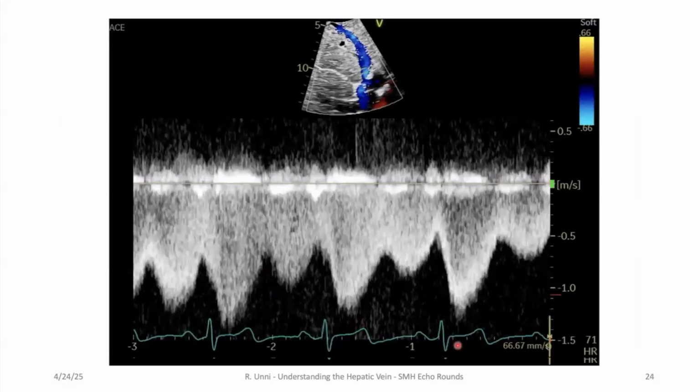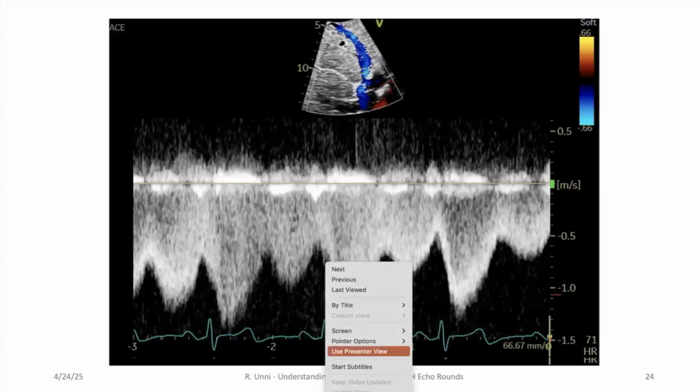Now, here's an interesting waveform. You probably come across this once a week. If you're looking at this, you might say, okay, where do I start? We don't really have a lot of waves that are going backwards. How do I interpret this? So, I'm just going to change to my presenter view here.